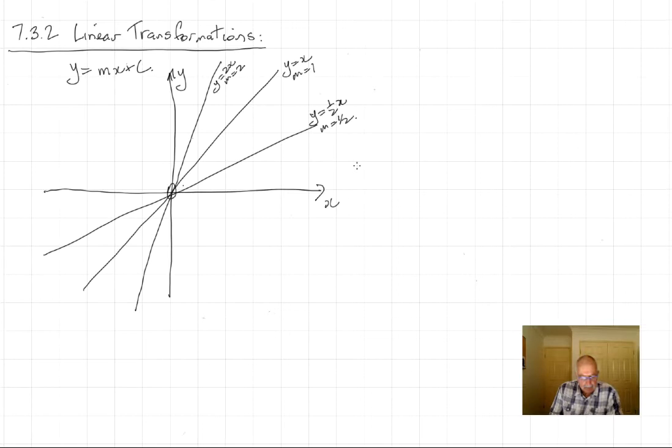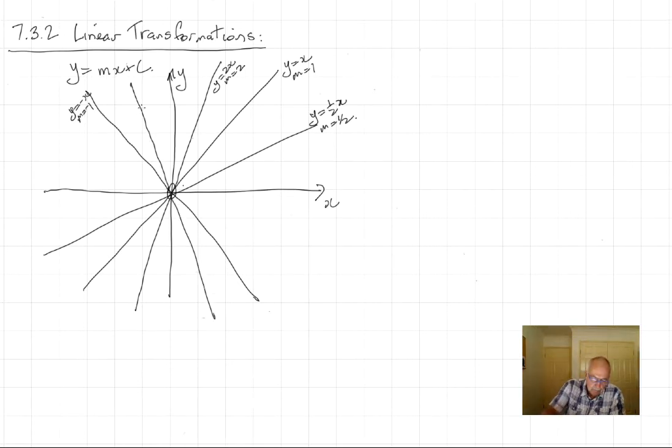Okay, well, what about negative gradient? So if m is equal to -1, it would be at 45 degrees that way. So this is y equals -x, m equals -1. It falls as we go left to right across the page. y equals -2x, m equals -2, and y equals -1/2 x. So m is equal to -1/2, and so on. Okay, so that's what m does.